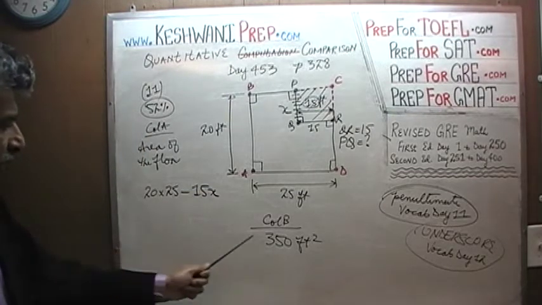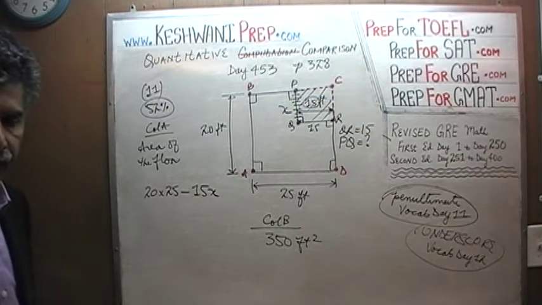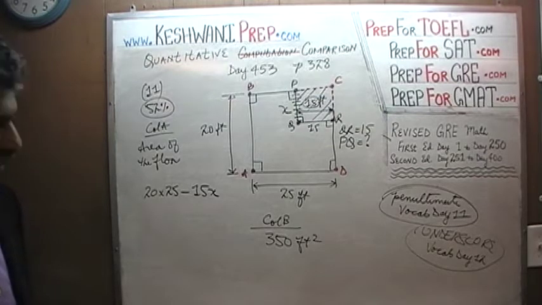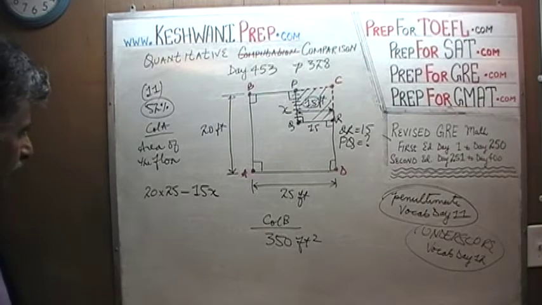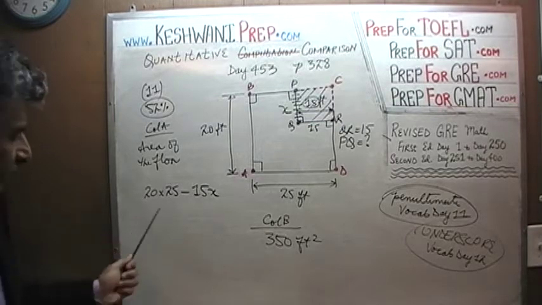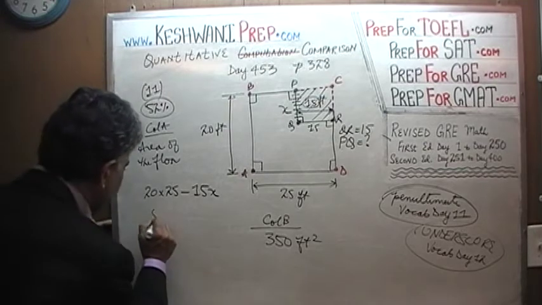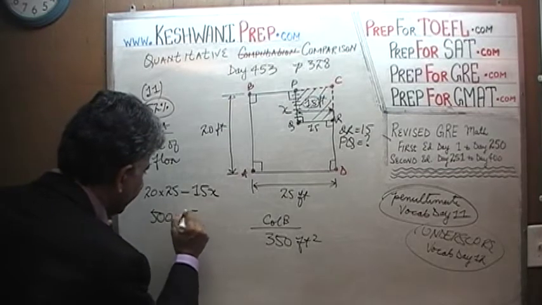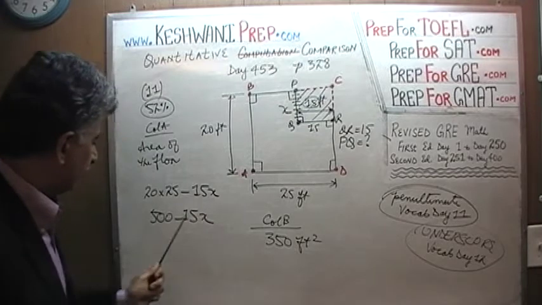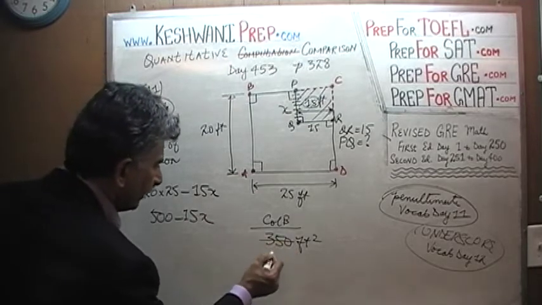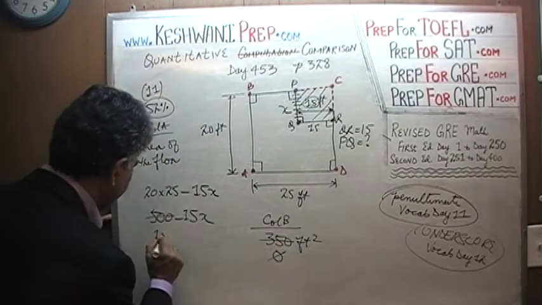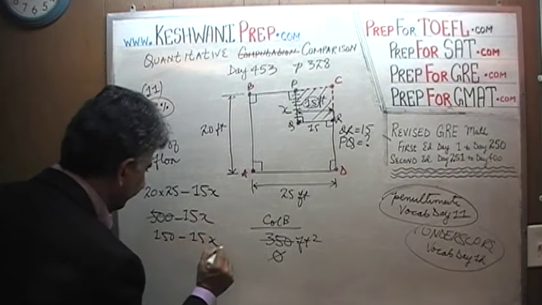Can you compare this quantity with 350? The answer, of course, is no. How can we compare? We need to know what x is. Without knowing the value of x, we cannot tell. Maybe the two quantities are equal to each other. Maybe they are not. 20 times 25 is going to be 500. So this is 500 minus 15x. We have 350 here. We have 500 here. We can subtract 500 from both sides. We're comparing 0 versus 150 minus 15x.